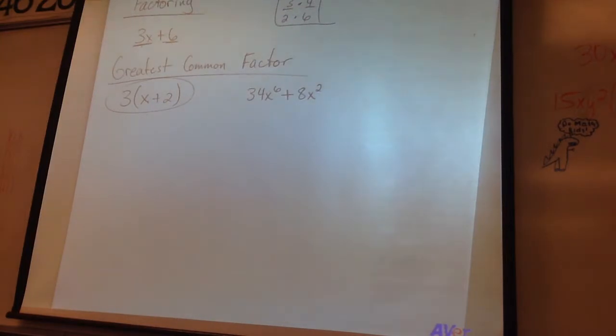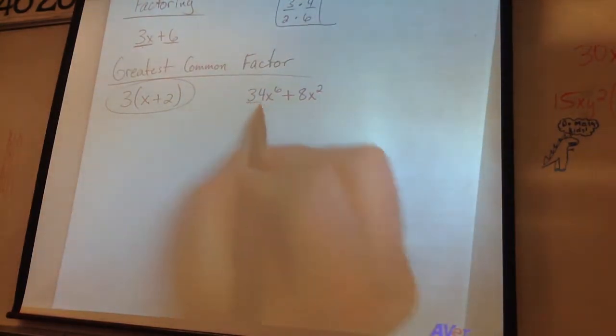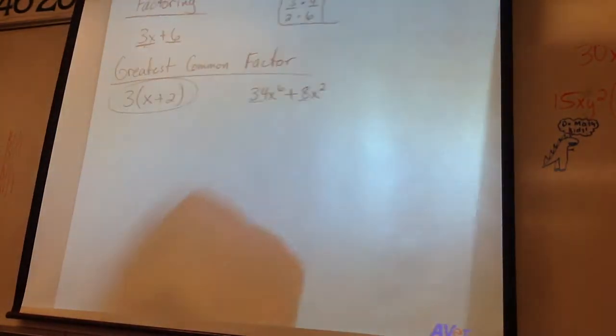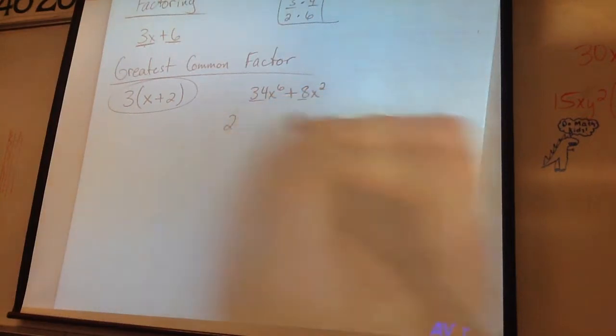Again, you look for what they have in common. What's the biggest number that will go into 34 and 8? 4. Is 4 going into 34? I don't think so. 4 times 8 is 32. 4 times 9 is 36. 8 won't go into 34. I think it's just 2. 2 is the biggest one. 2 goes into 34, 2 goes into 8, right? Bring out a 2. What else though?